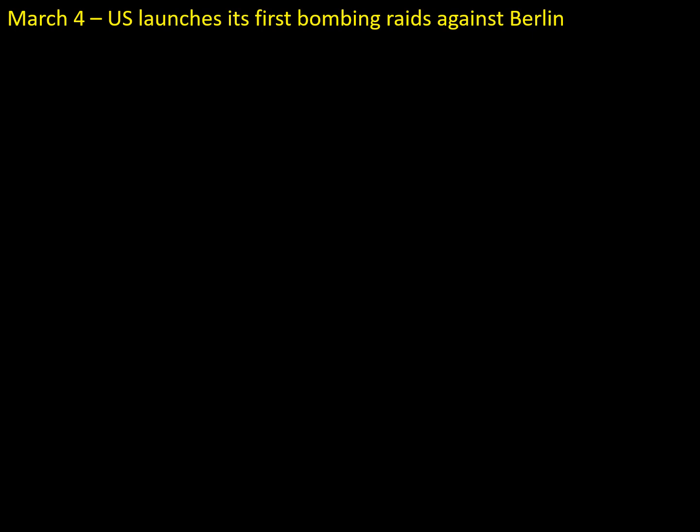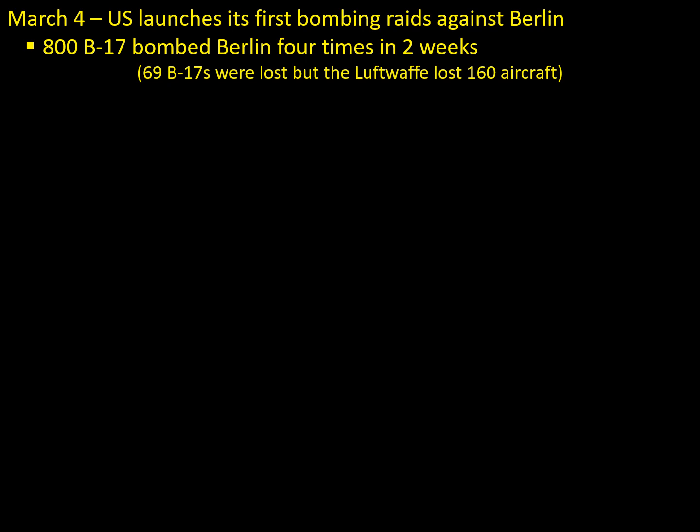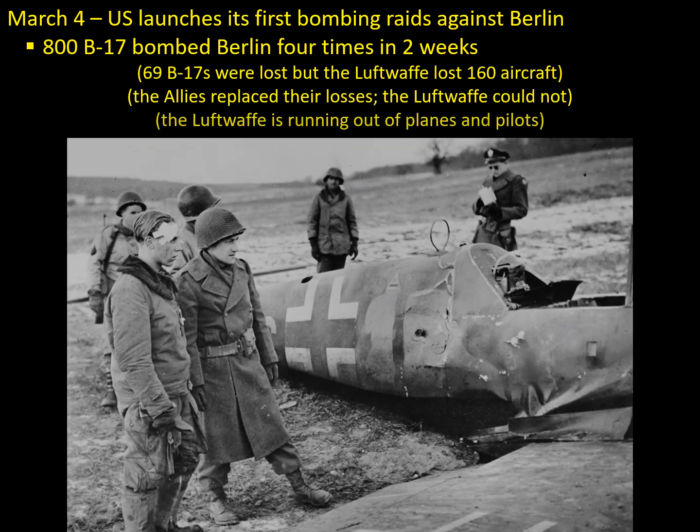On March 4th, the U.S. launches its first bombing raids against Berlin. 800 B-17 bombers bombed Berlin 4 times in 2 weeks. 69 B-17s were lost, but the Luftwaffe lost 160 aircraft. The Allies were easily replacing their losses with new planes coming from America, but the Luftwaffe could not. The Luftwaffe was running out of planes and pilots.